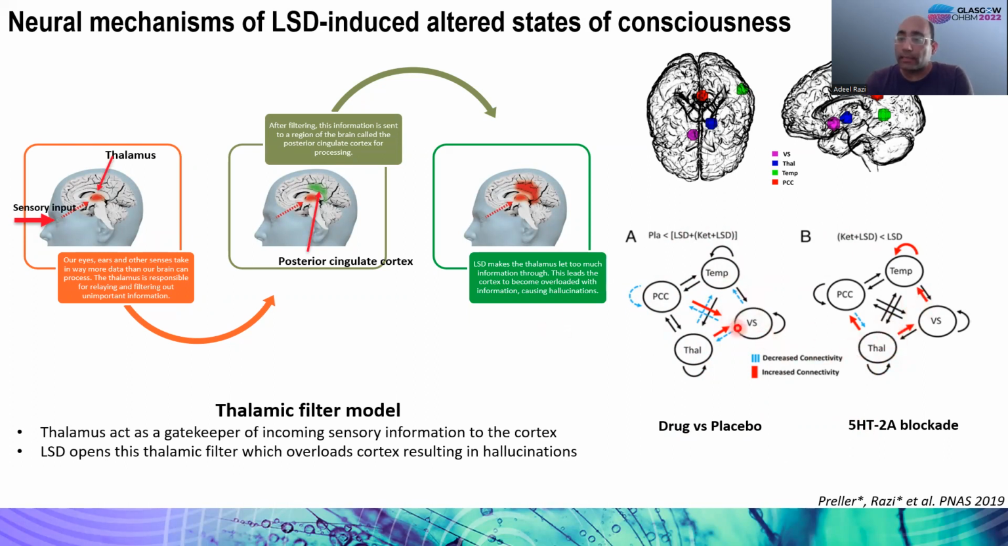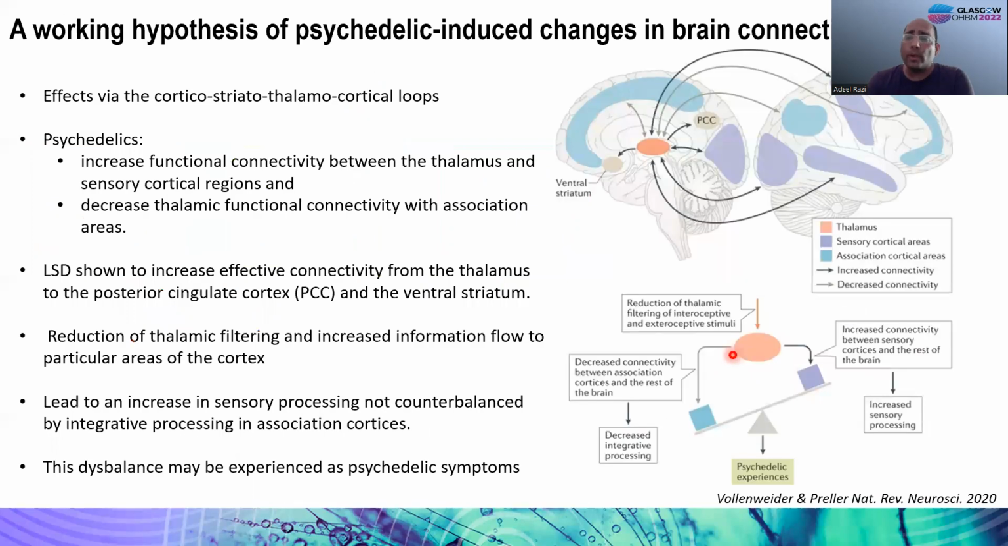There's not much happening in this direction, and this provides an overall interpretation that there's a lot more information going into the cortex for information processing. And this was one of the first in vivo pieces of evidence for the thalamic filter model. This led to a working hypothesis, which has been in the works for a while, about how psychedelics induce changes in brain connectivity.